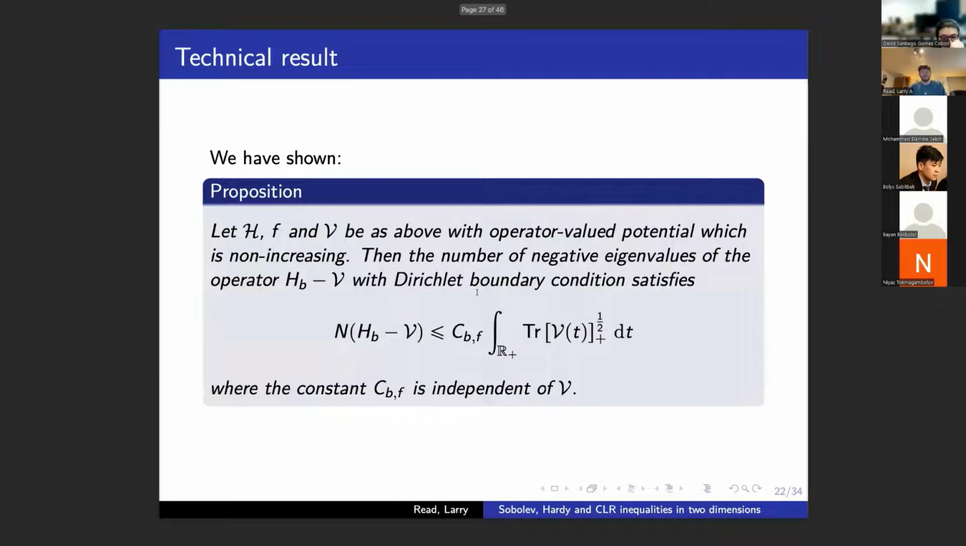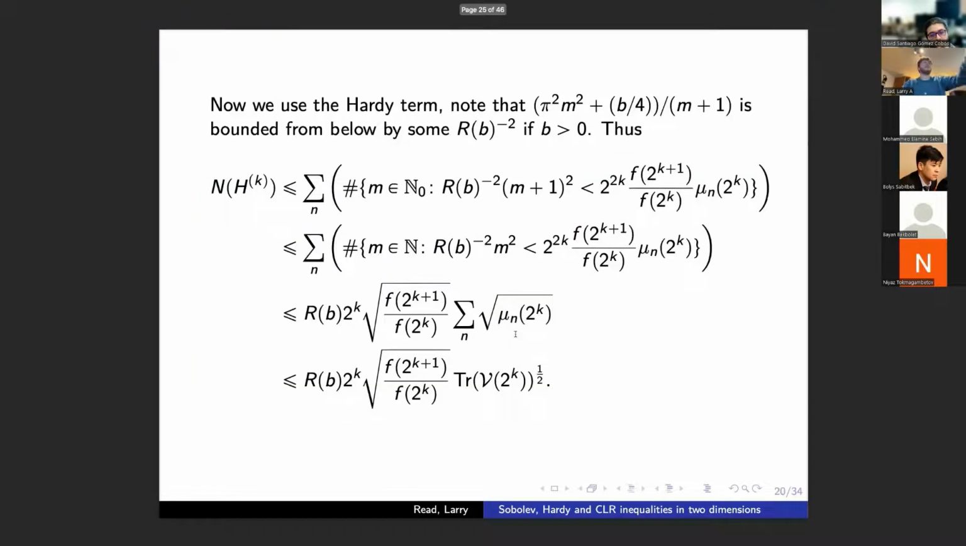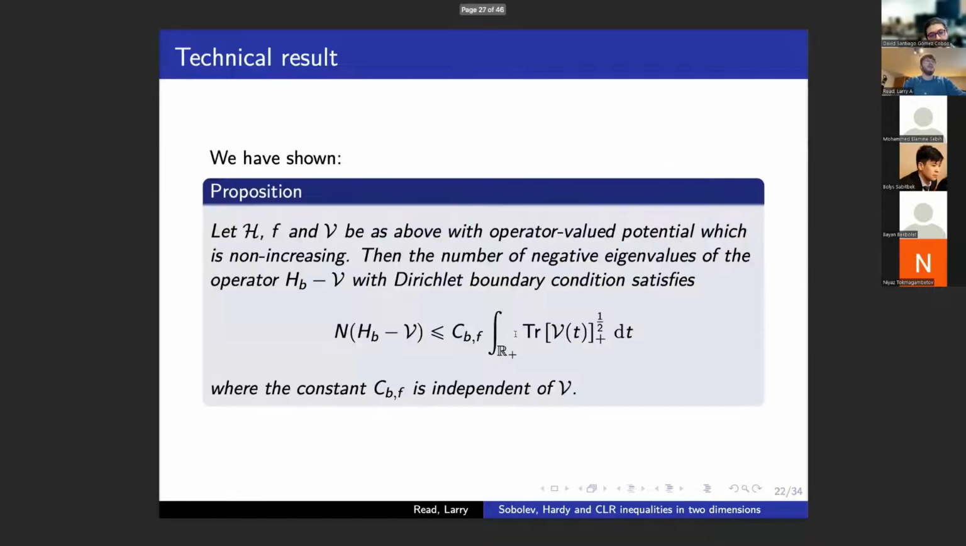So that is what we have shown: for the number of eigenvalues corresponding to our Schrodinger operator with operator valued potential V, which is non-increasing, and with extra Hardy term with constant B, we have a bound on the number of negative eigenvalues by the trace of the square root of B. And of course, we can explicitly calculate this constant there if you want to.